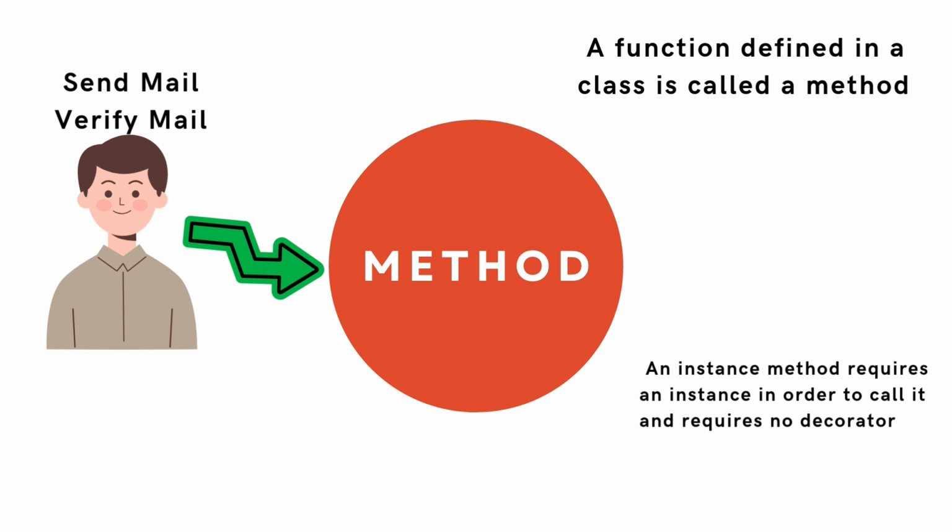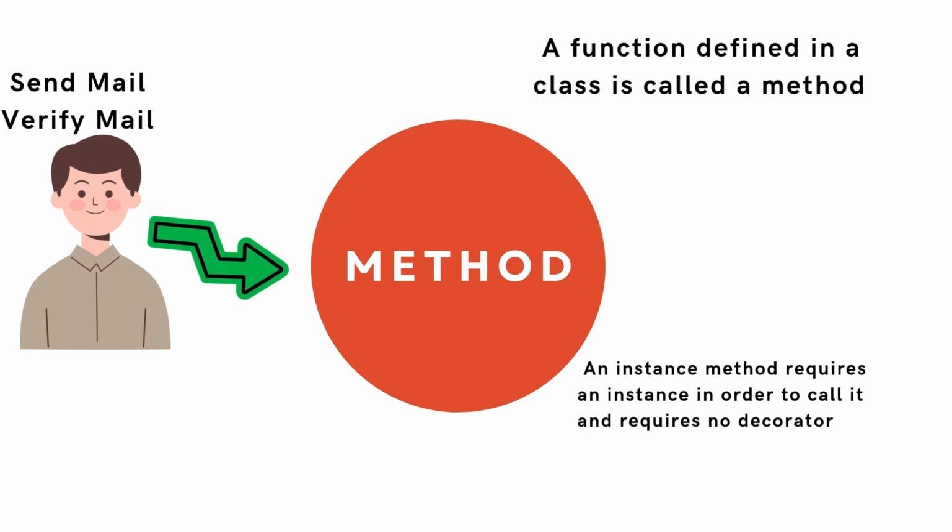So next is the method. What is a method? A method is a function that is defined in a class. Which means, when you take a human as an example, a human can send a mail, verify a mail, write a letter, so many more things. Whatever functions a human could do are defined as methods.